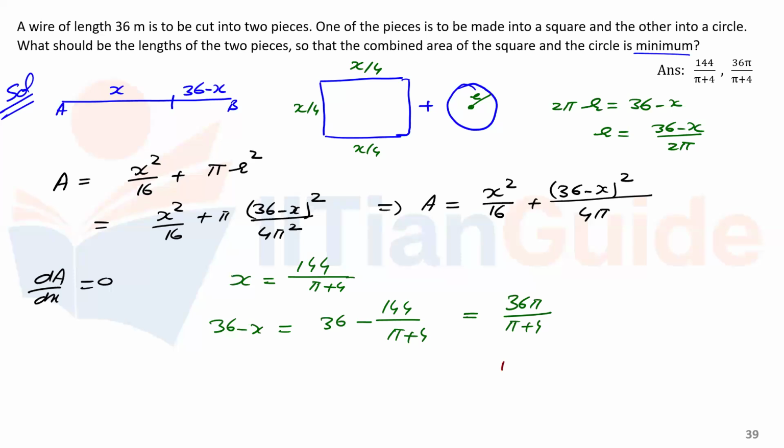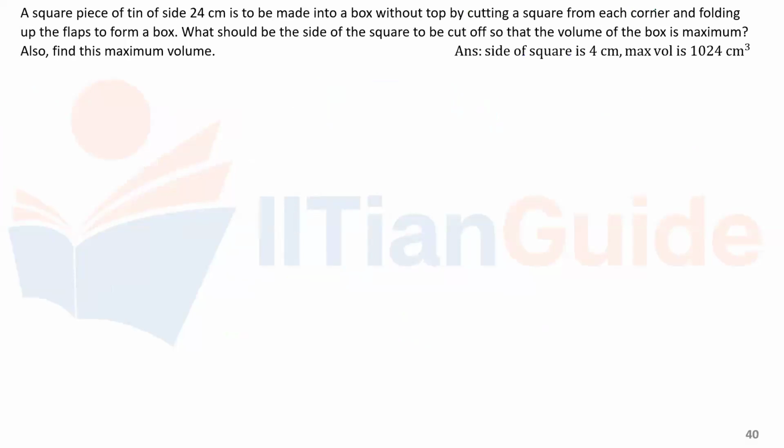Do it yourself, no need to waste time for all those kind of things. Just read this question. A square piece of tin is made into a box by cutting the square from each side and folding the flaps. Just read this. Just follow the question, what he is saying.